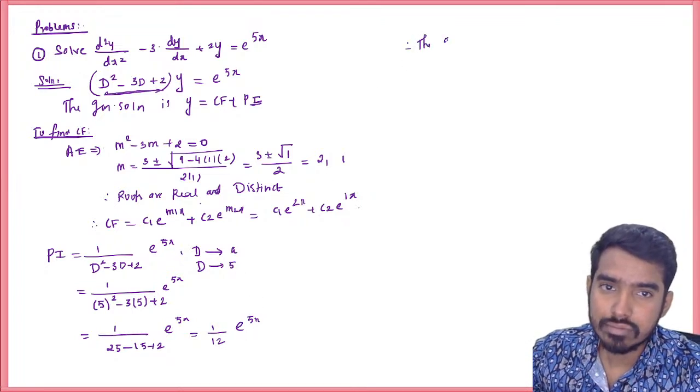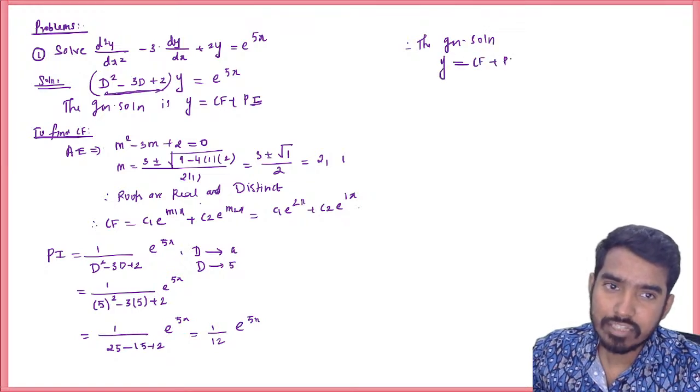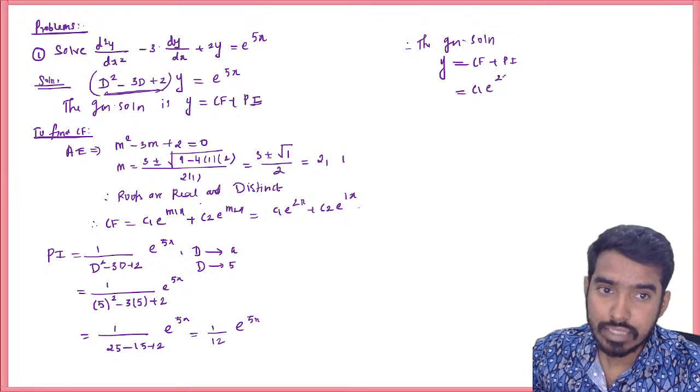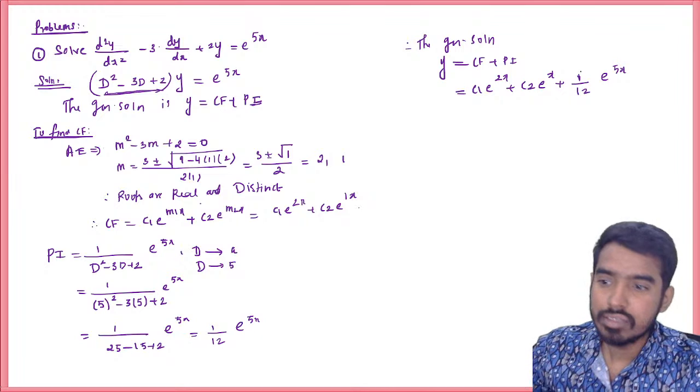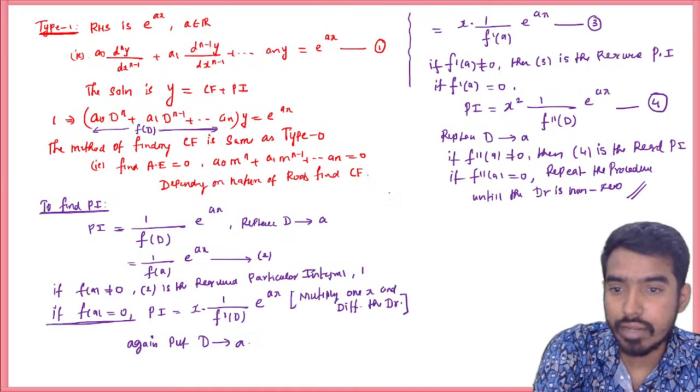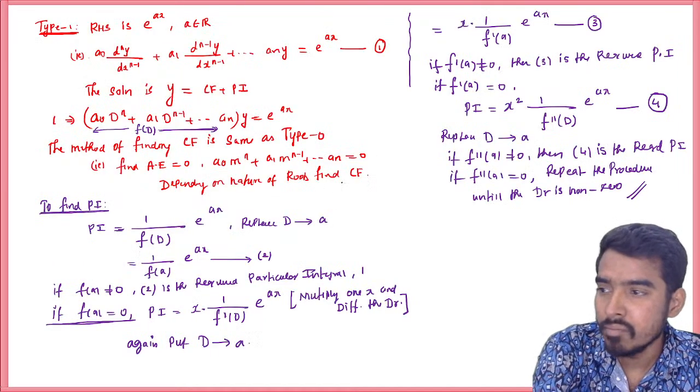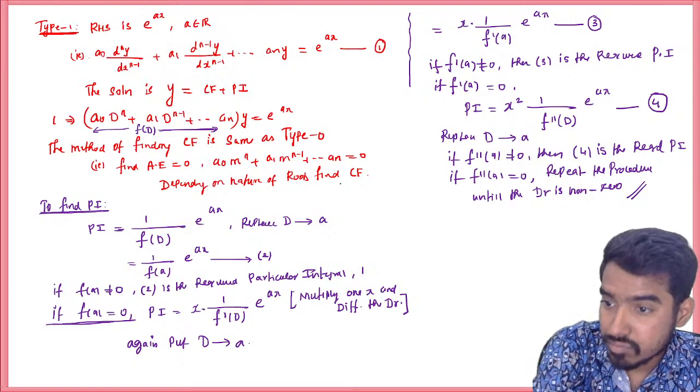Therefore the general solution is y is equal to CF plus PI. So CF is c1 e power 2x plus c2 e power x, plus PI, which is 1 by 12 e power 5x. See, I have taken the general procedure here. Is it clear now?